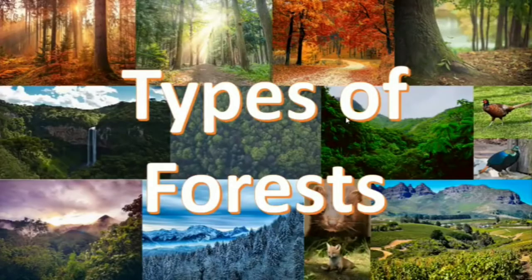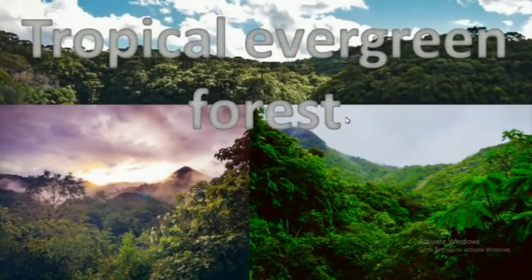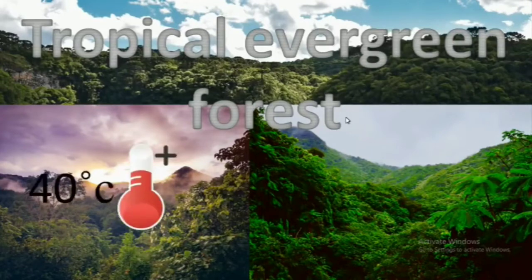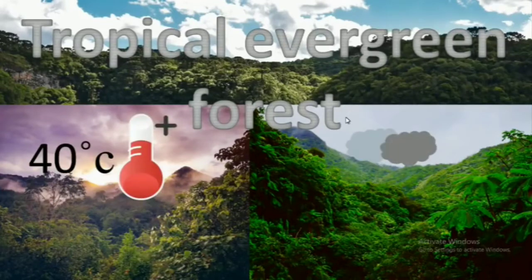There are mainly six types of forest. The first is tropical evergreen forest. These forests are also known as tropical rainforest. These thick forests occur in regions near the equator and close to the tropics. These regions are hot and receive heavy rainfall throughout the year. As there is no particular dry season, the trees do not shed their leaves altogether. This is the reason they are called evergreen.